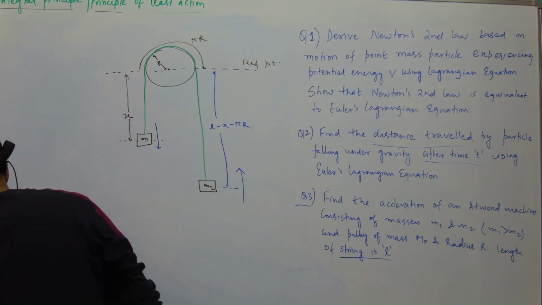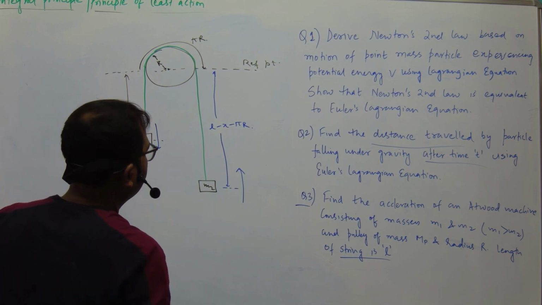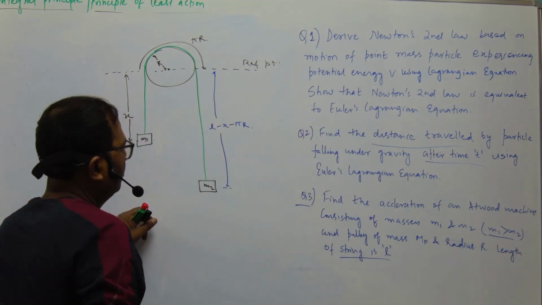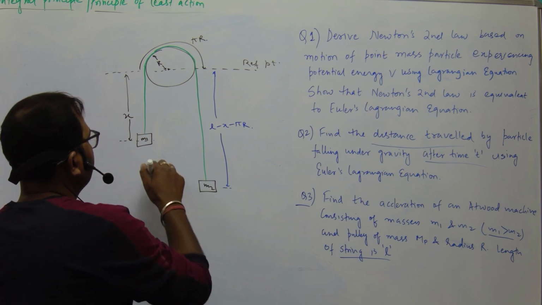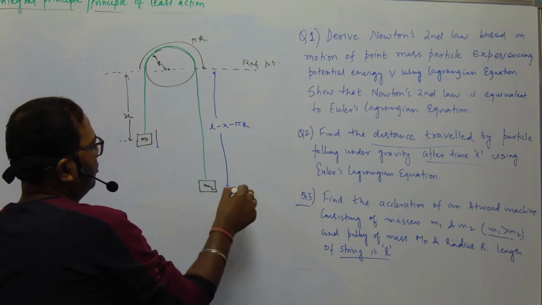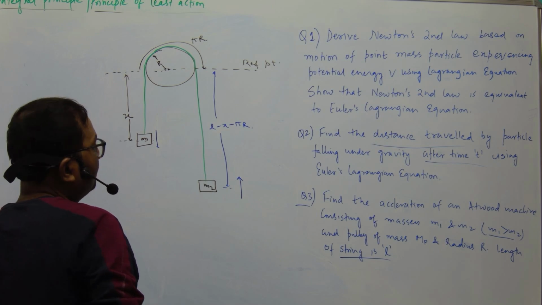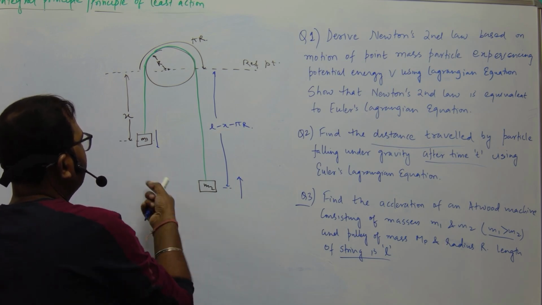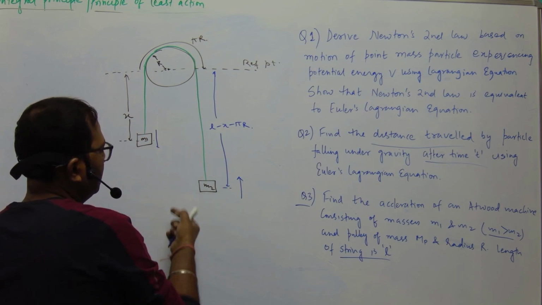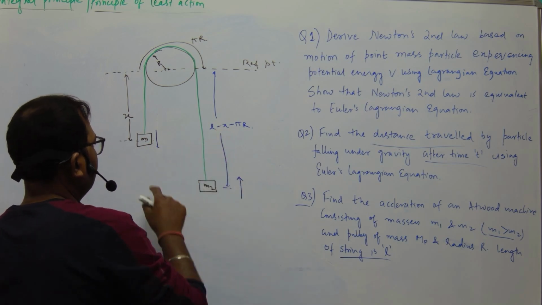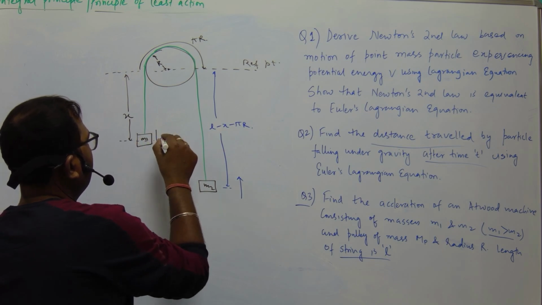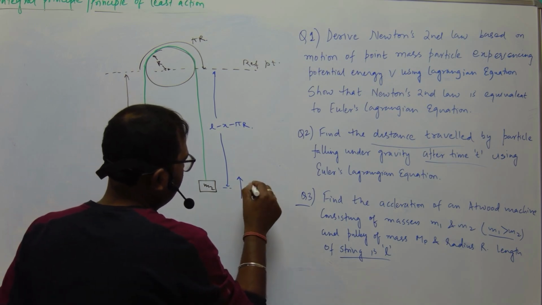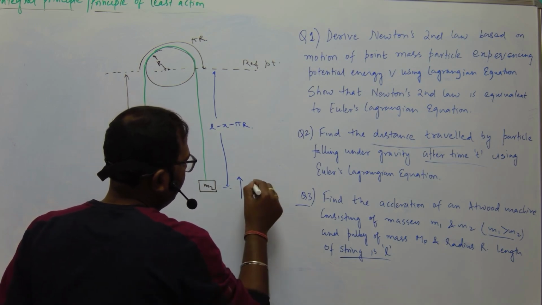Since the length of the string is constant, it is not changing. In the question it is given that m1 is greater than m2. Since m1 is greater than m2, m1 will come down and m2 will go up. Since the length of the string is constant, the velocity with which m1 comes down, the same velocity m2 will go up. The velocity with which m1 comes down is x dot, the change in value of x with respect to time. This will be the same velocity.